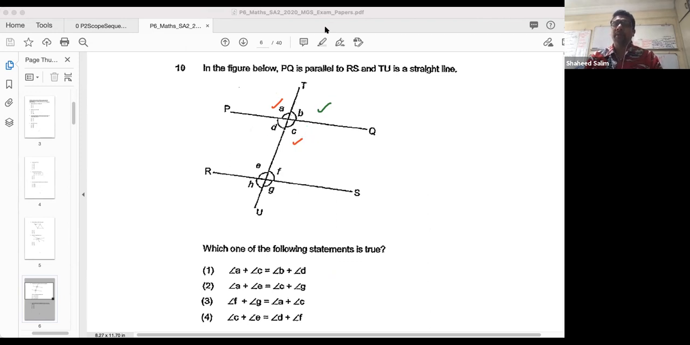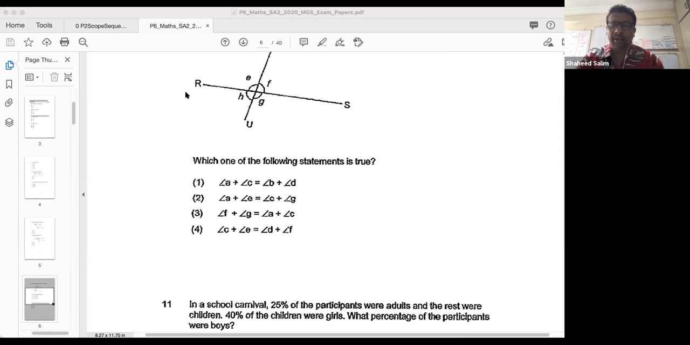The next one is actually the answer. Why? A plus E is the same as C plus G, because A is the same as C, and E is the same as G. So this plus this is the same as this plus this. This is correct. So you have to go through one by one and see whether it is true or not. This may be time consuming. I don't really like this type of question because you really have to think carefully.